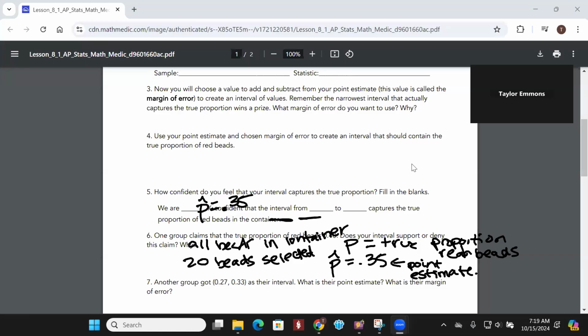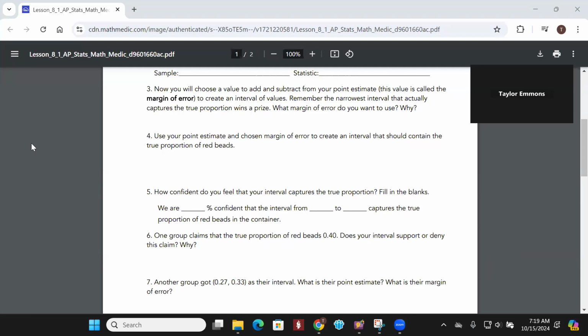All right, so now we're going to choose a value to add and subtract from your point estimate. This value is called the margin of error. Have you heard of that before? Yeah, okay, cool. Plus minus, okay? So we're going to create an interval of values. Remember, the narrowest interval that actually captures the true proportion wins a prize. So what margin of error do we want to use?